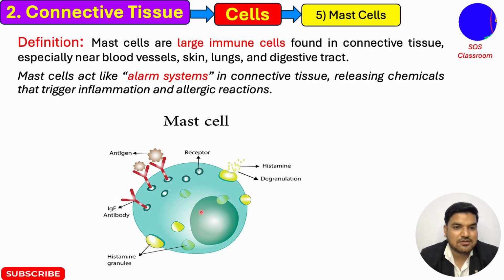So this is the structure of the mast cells. You can see this is the histamines. These are degranulations. These are the receptors. These are the antigens. This is the IgE antibodies and histamine granules. And this is the histamine granules released by the mast cells.